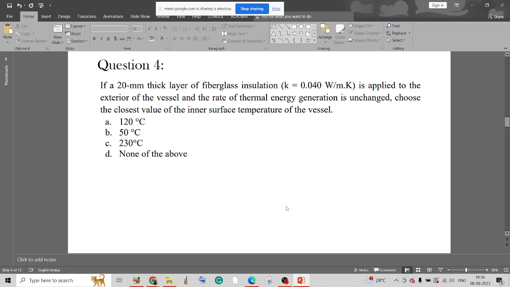This is relatively easy. In the same way, you will balance the heat equation and you can easily find out the temperature. That is TS1 you need to find out, right? Okay.